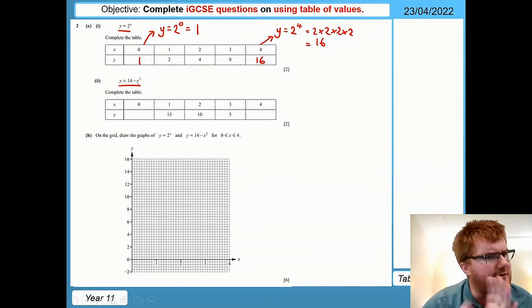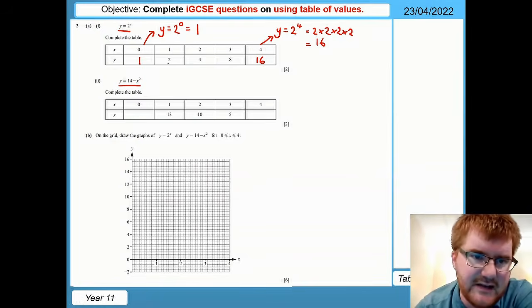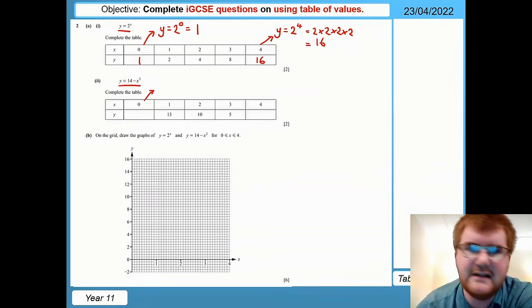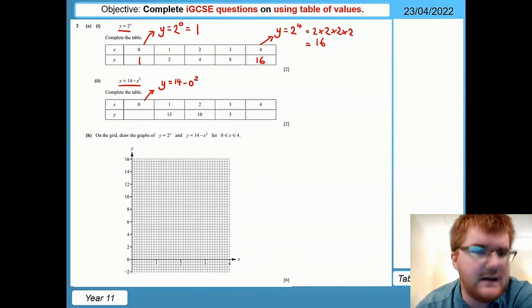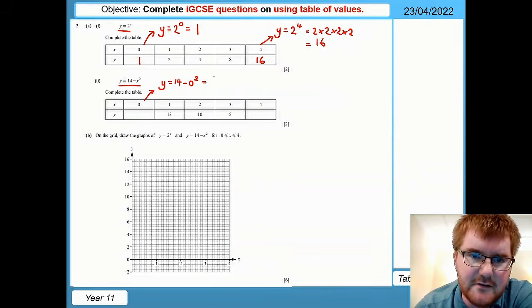And this is where we have to be a little bit careful with BIDMAS when we work these out. Right, so we're going to do the same technique that we did above. So we've got x is equal to 0. Wherever I see an x, I'm going to put a 0. So we get y equals 14 minus 0 squared. Okay, that's going to be quite nice because anything times 0 is just 0. So this becomes then just 14.